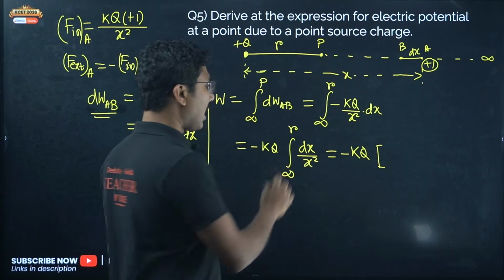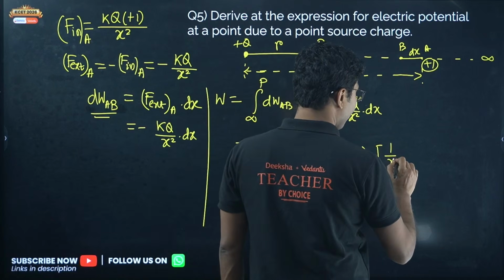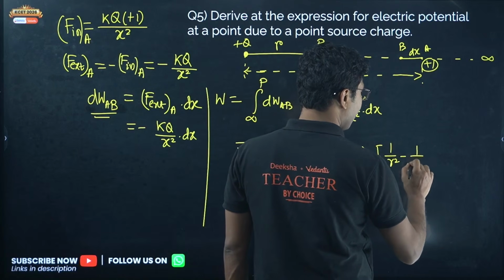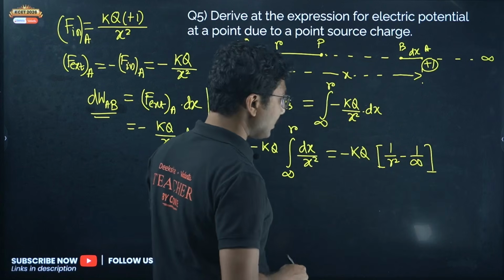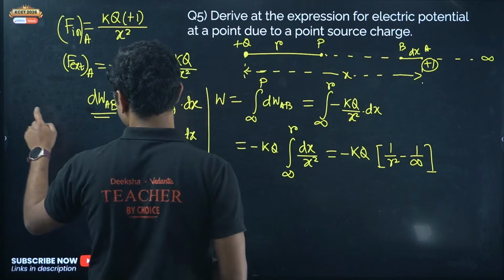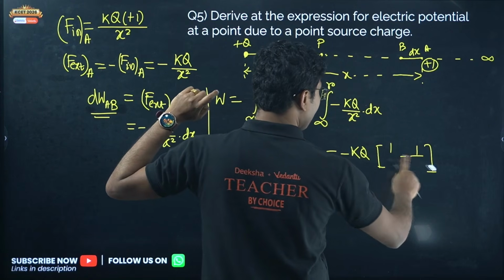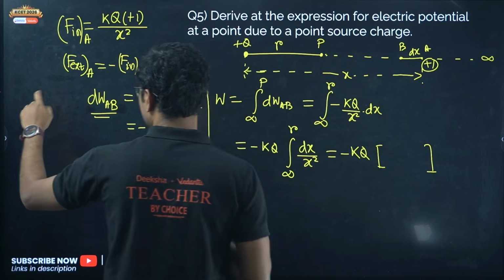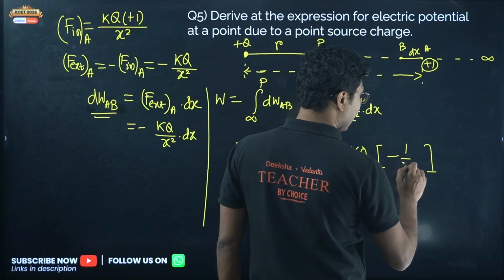Sorry, first integration, then the limit. First the integration of 1 upon x square. Integration of 1 upon x square is minus 1 by x.